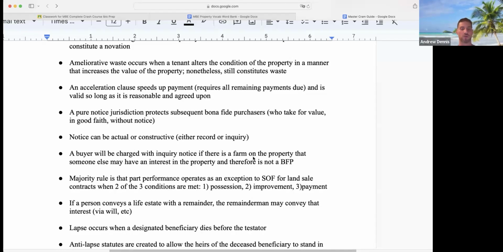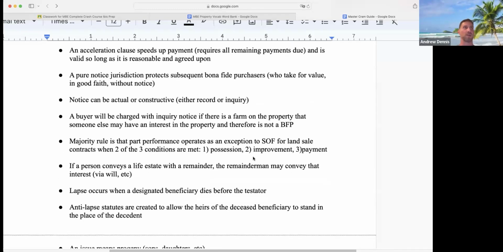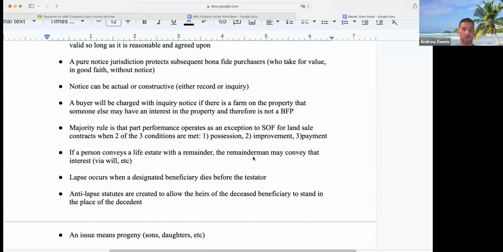And notice can be actual or constructive, and constructive would be record or inquiry. A buyer will be charged with inquiry notice if there's a farm on the property, signaling that someone else may have an interest in the property, and therefore is not a BFP. So that'd be inquiry notice, if they should have taken note that you have a farm.